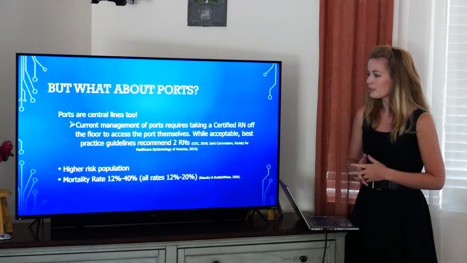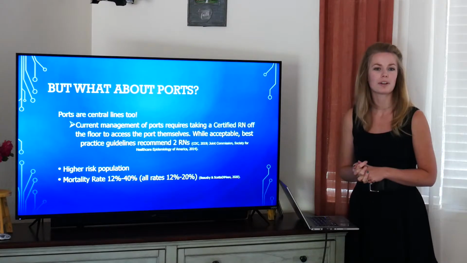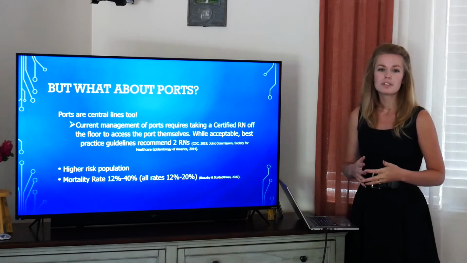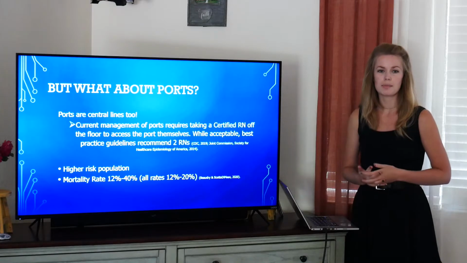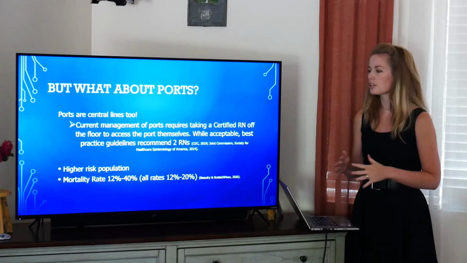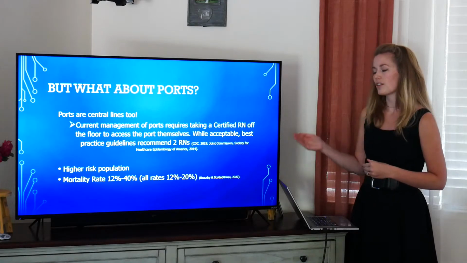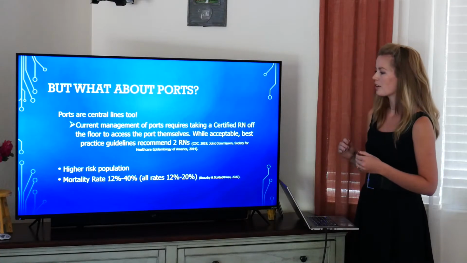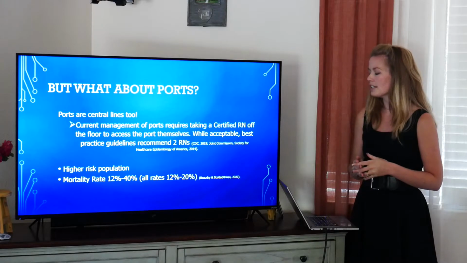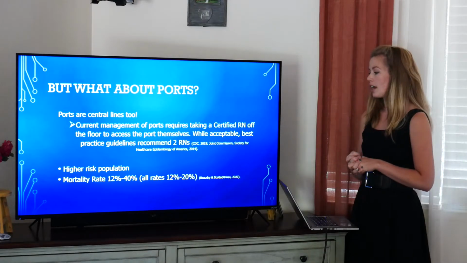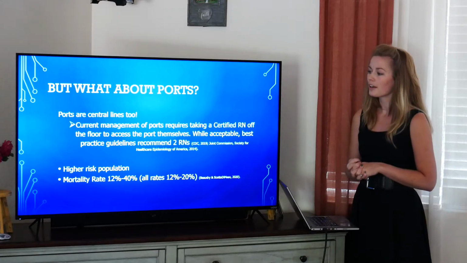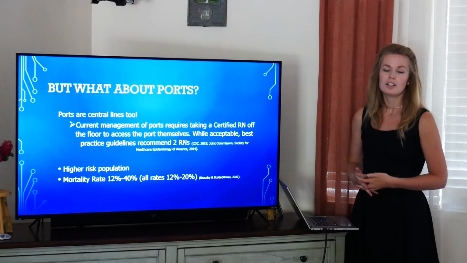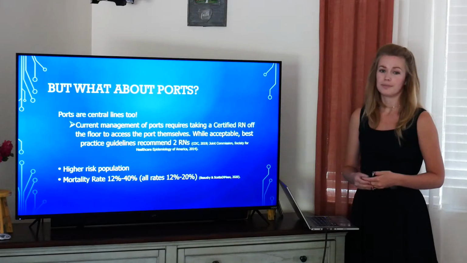They forgot about them. So the current management of a port at Carson Tahoe Hospital involves taking a staff nurse who's been approved to access ports, who's had the education and the training, taking them off the floor to go and help out somebody else. Teamwork is not the problem here. It is just that while this is acceptable, only one person going and accessing that port is not best practice. There are multiple agencies, including the CDC, the Joint Commission, SHEA, which is the Society for Healthcare Epidemiology of America, who have all put out guidelines and recommendations that involve using 2 staff members to handle central line care.